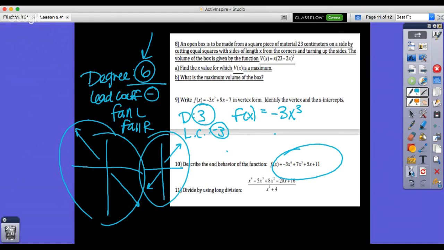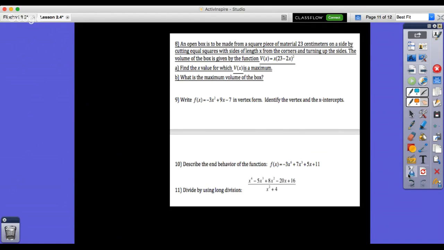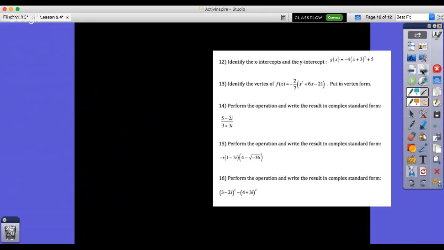Cool beans. Alex, you got another one? Let's see here. Maybe number 15. Is this the right one that I have up here? Yes, it is.